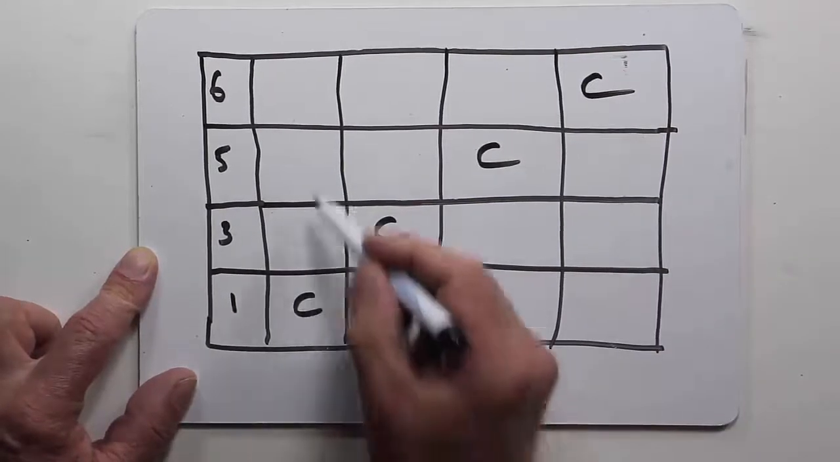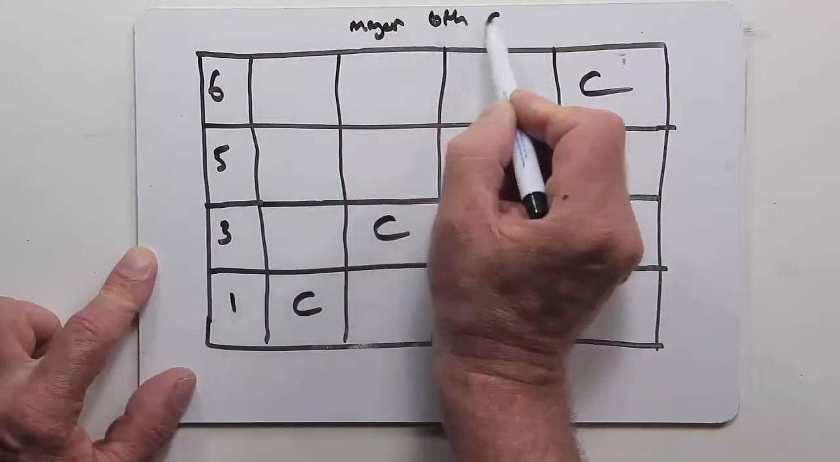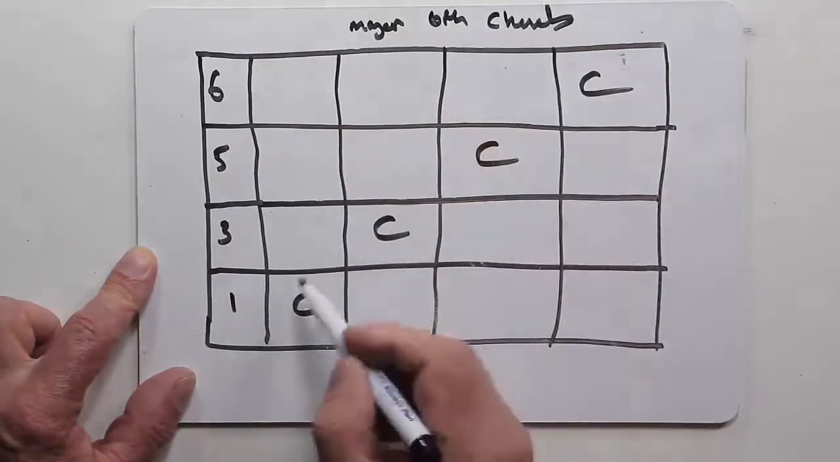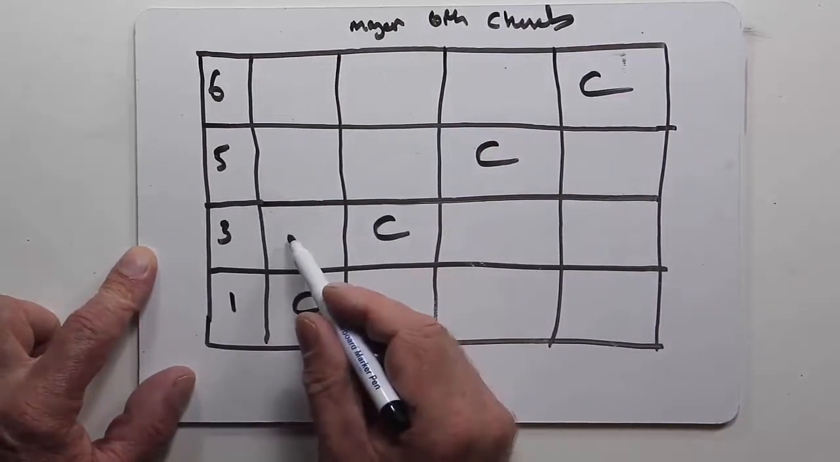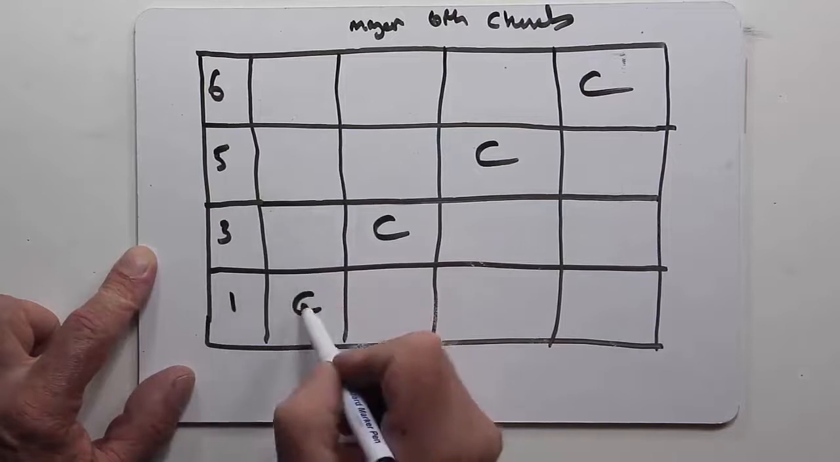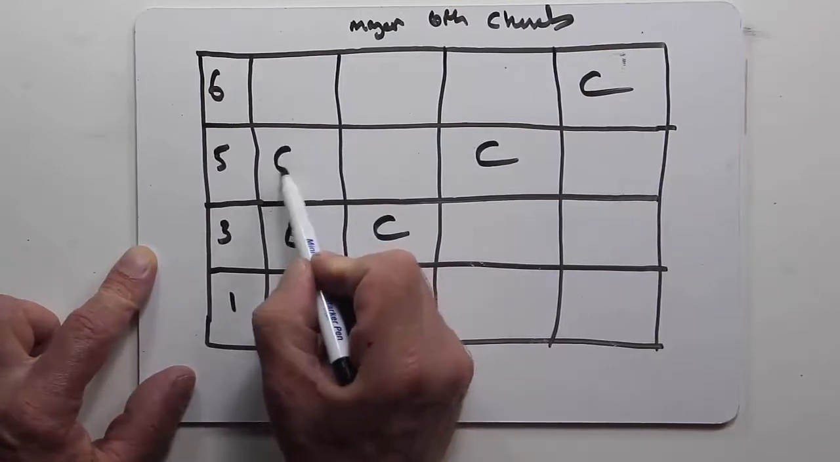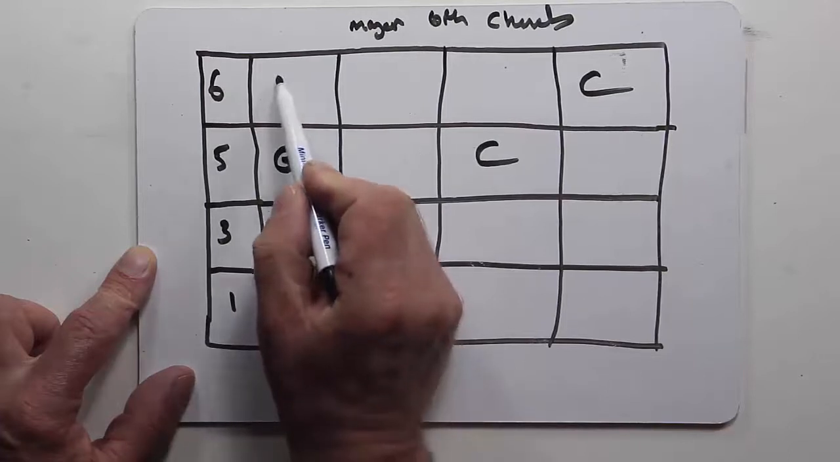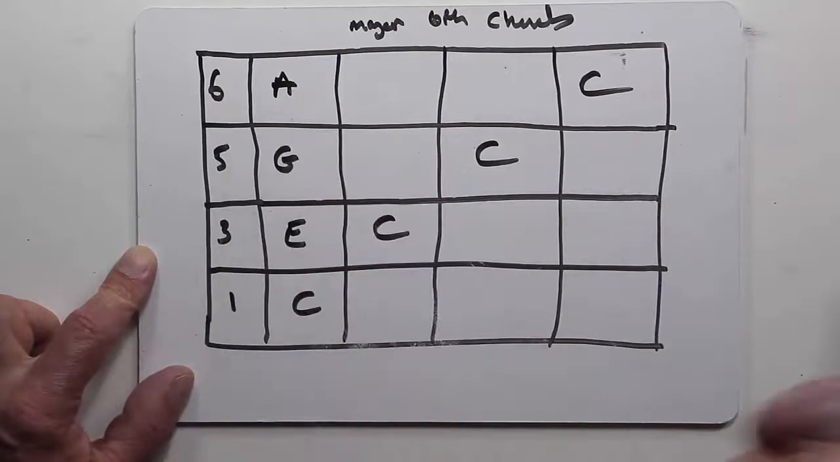So a C major, remember this is major 6 chords. So a major 6 chord has a major third above the root, first of all, and then E to G is a minor third, and then the 6, which is a tone above that, which is A. So that's a C6 chord.